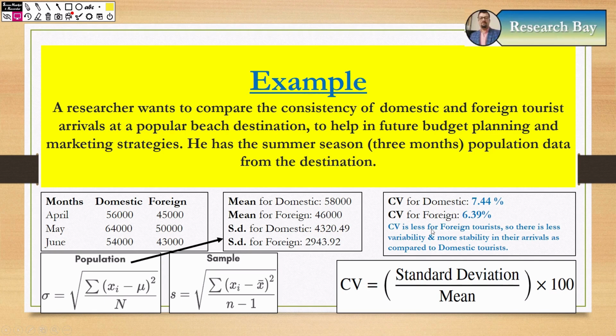Now, since the result shows that the CV is less for foreign tourists, there is less variability and more stability in their arrivals as compared to domestic tourists. So we got our result, and the researcher would now like to frame the budget and marketing strategies directed towards foreign tourists, which display a higher consistency in their arrivals as compared to domestic tourists.